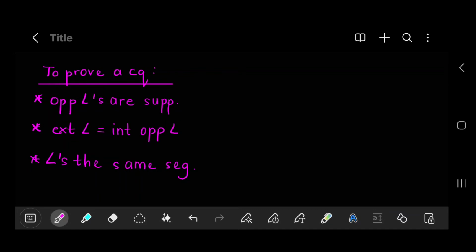So you could show that the opposite angles are supplementary. You could show that the exterior angle is equal to the interior opposite angle. Or if those two fail, you can prove angles in the same segment. Now it is up to you which proof or which method you want to use, but I would always suggest go with the one that's obvious.